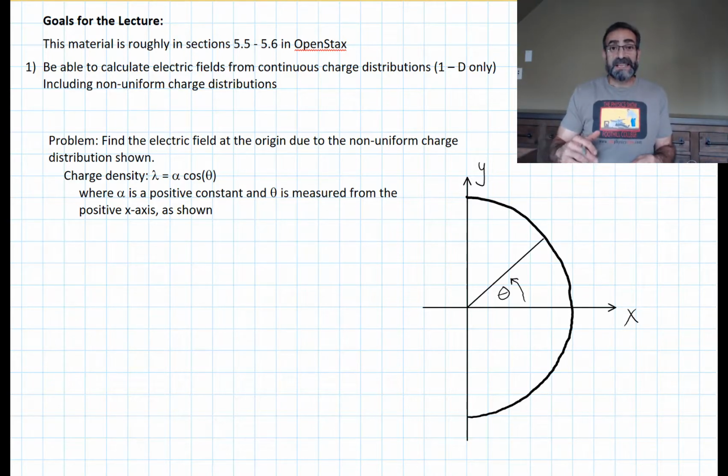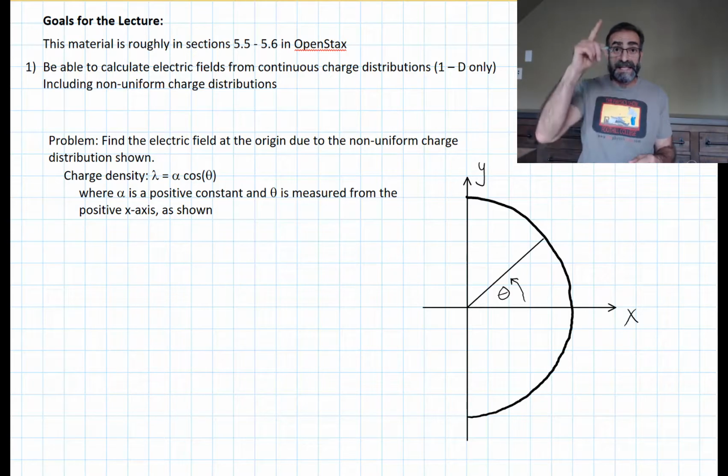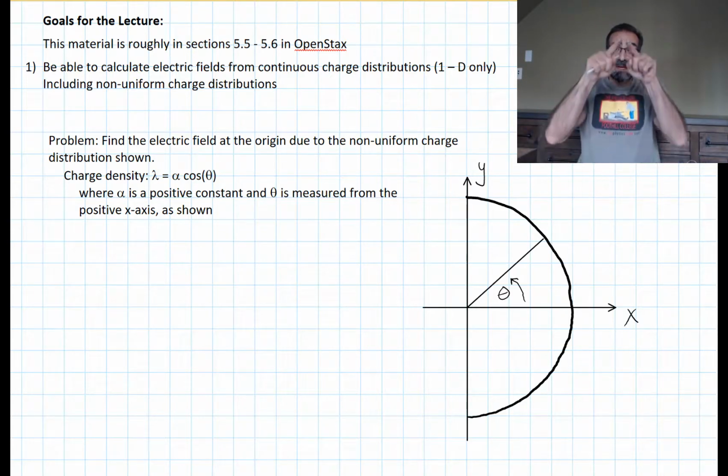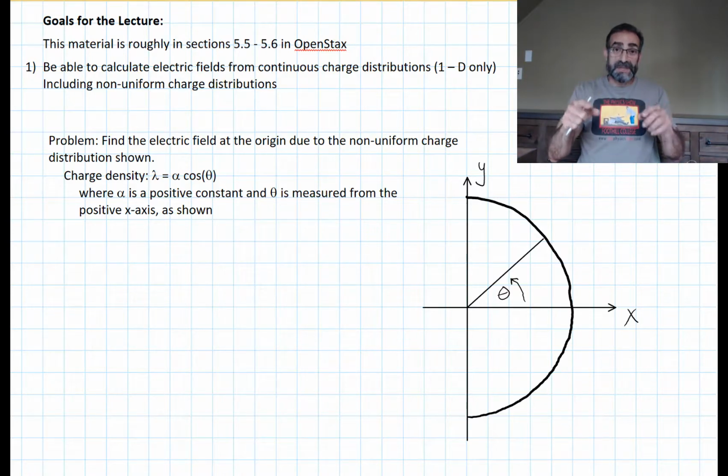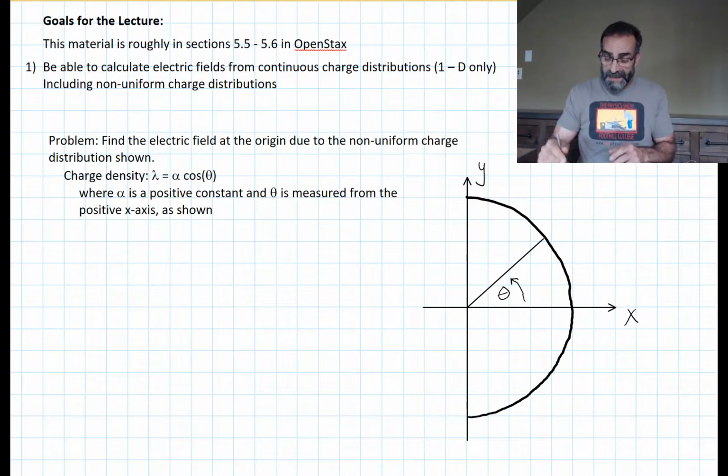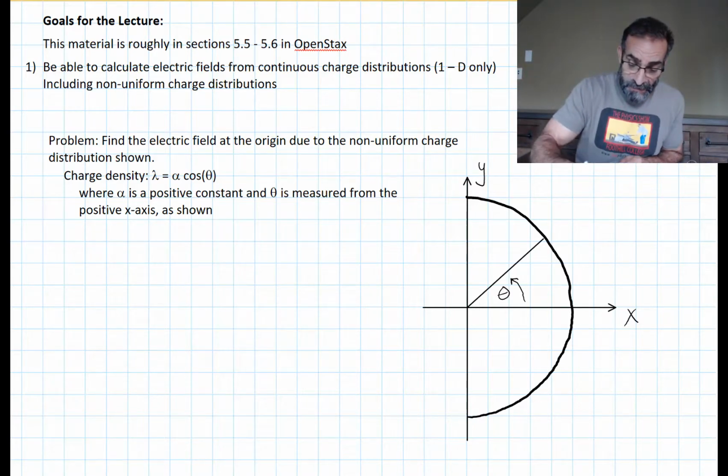What does the charge density varying as cosine theta mean? Let's take a look at this for a second. Cosine theta is biggest when theta is 0. And as theta moves away from 0, the cosine function goes down. So the charge density is going to decrease as theta moves away from 0 in both directions. It's symmetric. And it's going to go to 0 at pi over 2 and negative pi over 2. That means most of the charge is going to be around the x-axis here.